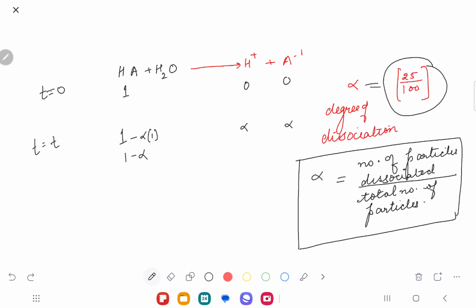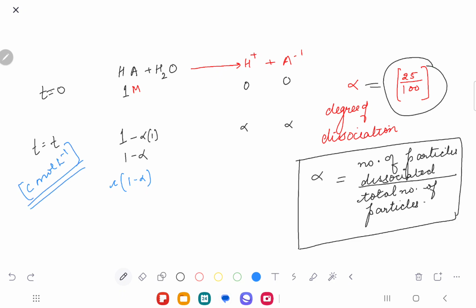But that was when the initial concentration was 1 mole per liter, when the initial concentration was 1 molar, isn't it? But here, what does it mean? It means C times 1 minus alpha, because normally we do not take 1 molar, we take C moles per liter. You understand? So that shall be C alpha, that shall be C alpha. Are you understanding? So it would mean C times 1 minus alpha, C alpha, C alpha. I hope you're understanding the concept.